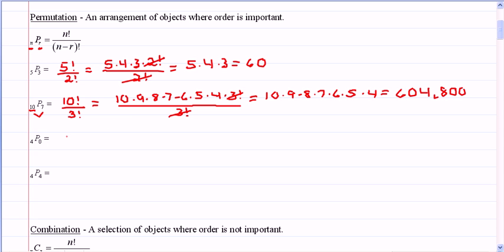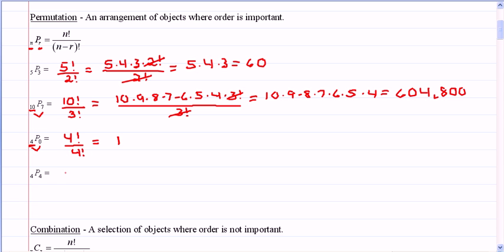For 4P0, I start with the 4, so I have 4 factorial over the difference. So if I take 4 minus 0, 4 minus 0 is just equal to 4. So I could write this out, but anything over itself is equal to 1. So 4P0 is equal to 1.